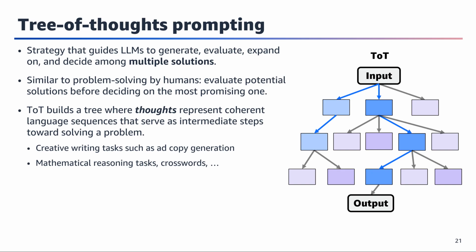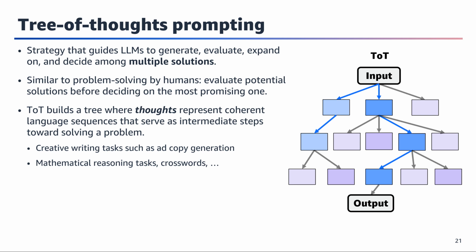which aims to enhance the reasoning capabilities of language models by generating multiple reasoning paths or thoughts for a given input. The tree of thoughts prompting strategy is a powerful approach that enables large language models to engage in improved reasoning and problem solving. Instead of following a single linear thought process, this strategy encourages the model to explore multiple potential solutions or reasoning paths simultaneously. By constructing a tree-like structure, where each thought represents a coherent sequence of text serving as an intermediate step, the model can systematically generate, evaluate, and expand upon various ideas or hypotheses.